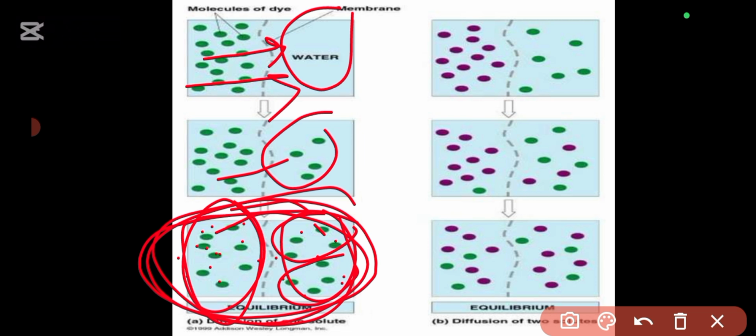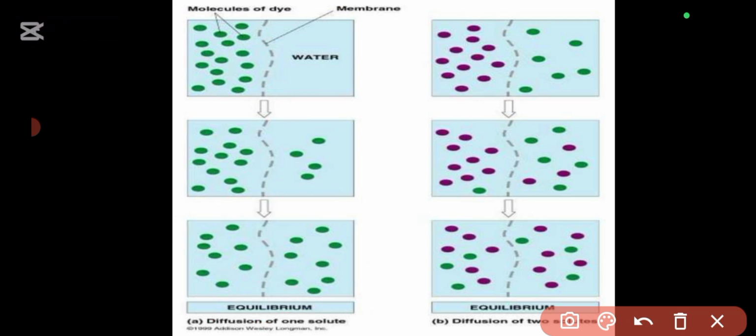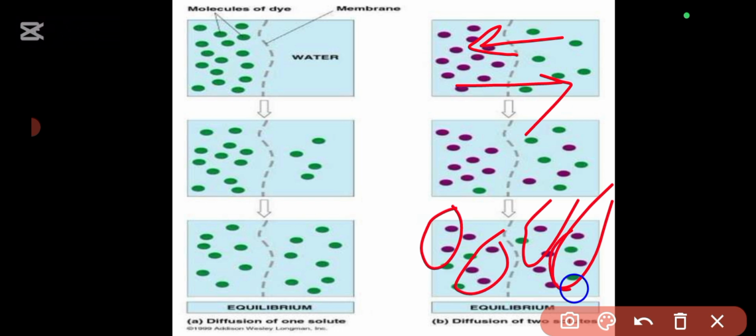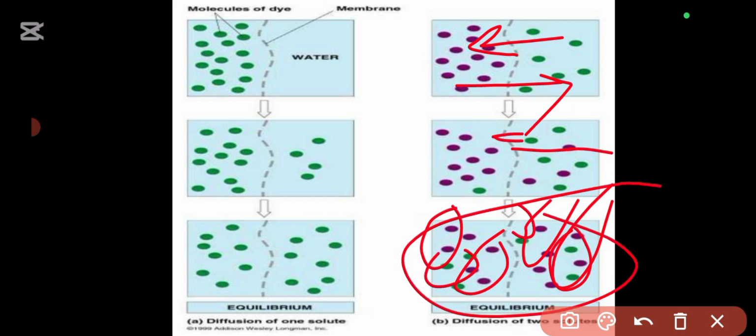That is still diffusion. Then the other one is diffusion of two solutes. Some solutes will move here, other solutes will move here until there is equal distribution of solutes. If you see here, you're going to see 6 of the purple, 6 of the purple here, 3 of the green, 3 of the green here. So this is equilibrium. They will be exchanging positions like that continually until this equilibrium has been achieved.